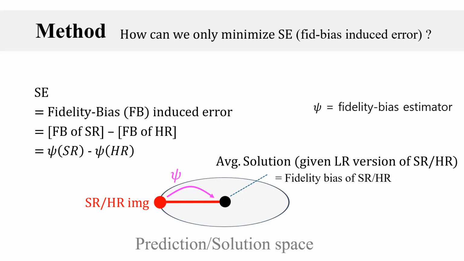Instead of using the conventional LPIX loss, which we know leads to blurring due to pixel-wise averaging, we propose a new approach. We use the fidelity bias estimator psi to compute a new loss function, which directly measures and minimizes SE. By training our SR model to reduce the systematic error rather than per pixel differences, we can maintain sharp perceptual details, improve fidelity without sacrificing perceptual quality, and also avoid the blurring effect of traditional pixel-wise losses.